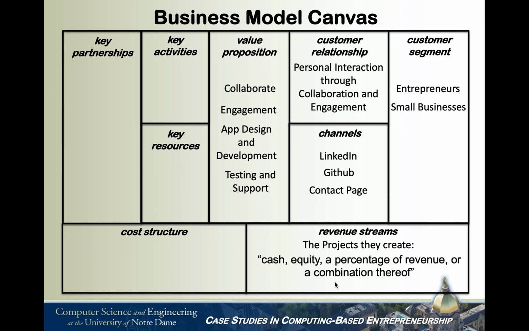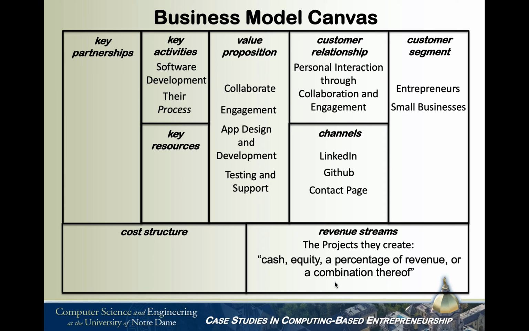And their revenue streams obviously come from the projects that they create and from the consumers. So what they do is they accept cash, equity, or a percentage of revenue, or a combination thereof. So what that means is they'll either just pay straight up for the service, have a little bit of equity, or a percentage of the revenue of the company, or a mixture of that. So say we'll pay you 50%, and then we'll cover the other 50% with a percentage of our revenue that we gain after launching your application.